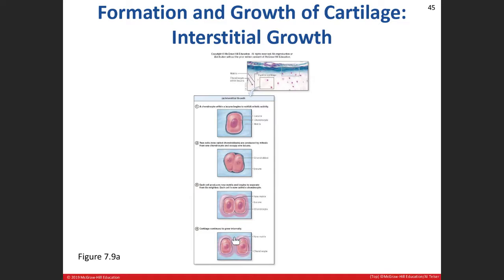By doing that, it pushes the cartilage upwards and downwards, and it causes the cartilage to grow in length like a tree growing up. It makes that matrix and pushes the old matrix upwards and downwards, giving it that length. That's the interstitial growth of cartilage.